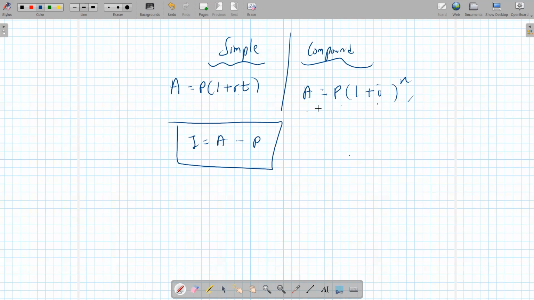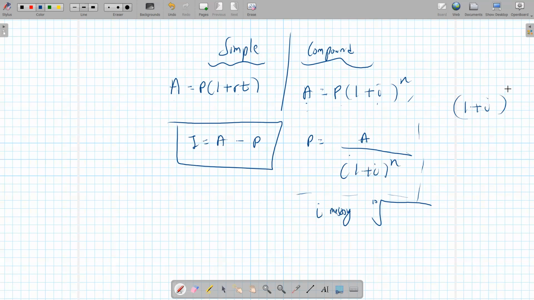For compound interest, sometimes they will give you the final amount, right? They'll give you the final amount and they would want you to find the principal. In that case, you would divide both sides by this bracket like this. That's one case. There's three cases. If I is missing, then you want to do the 10th root or whatever root, because N will be given. So for example, maybe 10 years, then you want to take the 10th root on both sides. So if I is missing, you take the nth root, whatever that number could be.